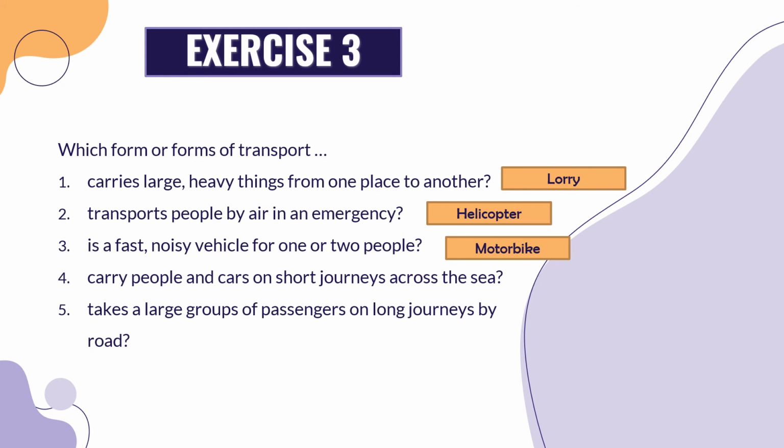And number 4, what carries people and cars on short journeys across the sea? Yes, it's a ferry. And the last one, what takes large groups of passengers on long journeys by road? Yes, it's a coach. Alright, so remember, coach is different from a bus. Coach is used for long distance journeys while a bus is used for a short journey and also journey within the city. Alright, done.